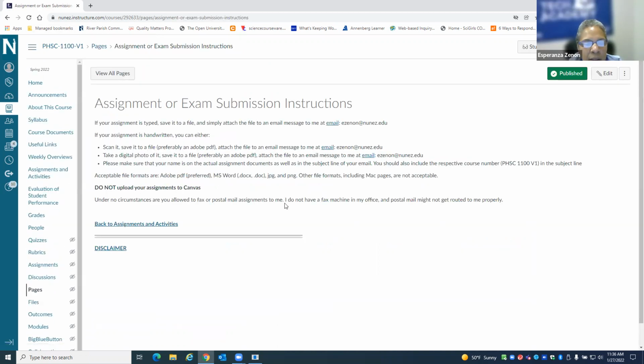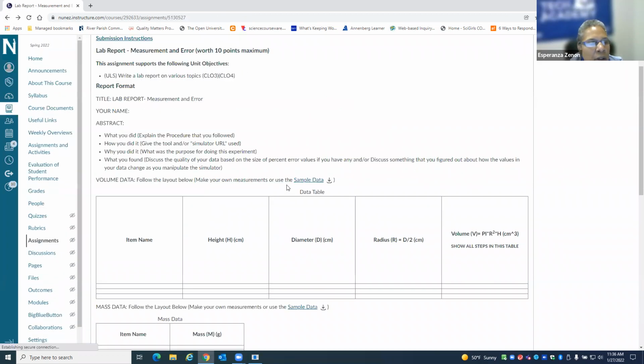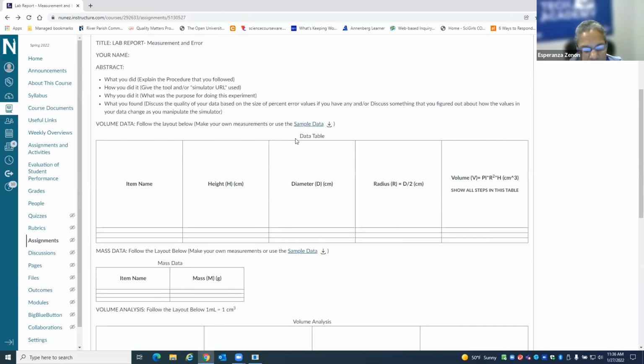It tells you basically, if you type it, just email me the file that you typed in. If you handwrite it, take a picture of it or scan it to a PDF and email it to me. I figure everybody knows how to send email, so just email me your assignment. That makes things a whole lot easier on everybody.